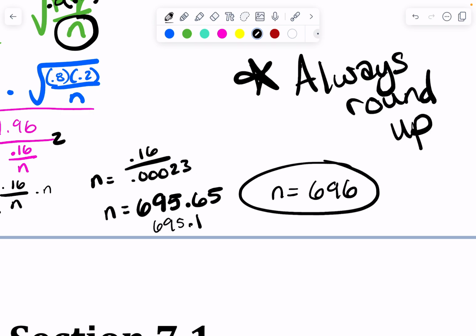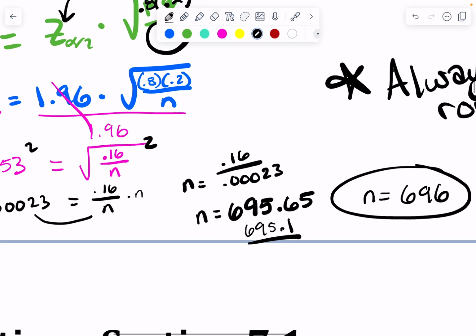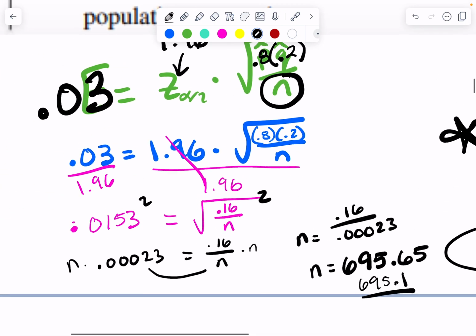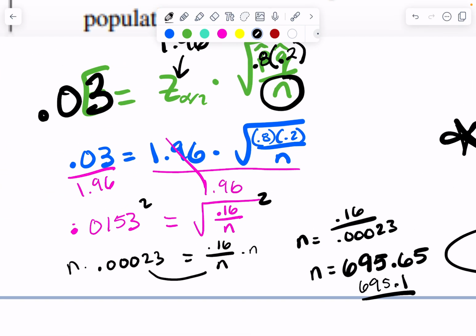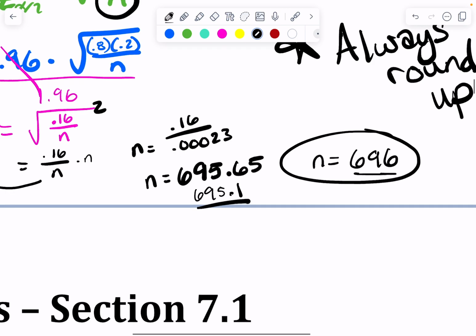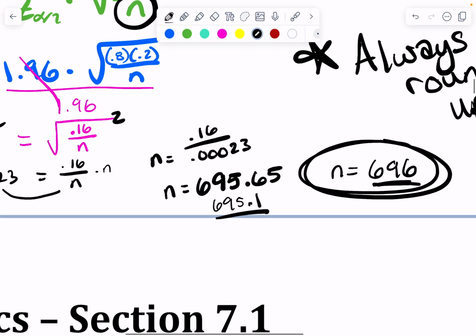if it says 695.1 and I only do 695 people, my error is going to be like 0.031, and I want it to be less than 0.03, okay? So you always have to round up and do one more person, because that will reduce your error and make your error less than 3%.